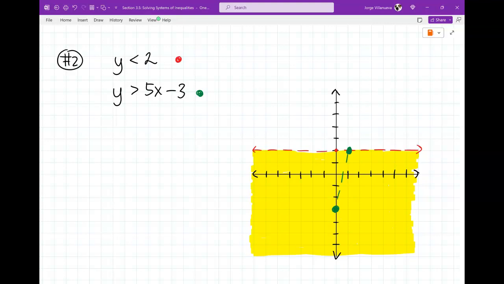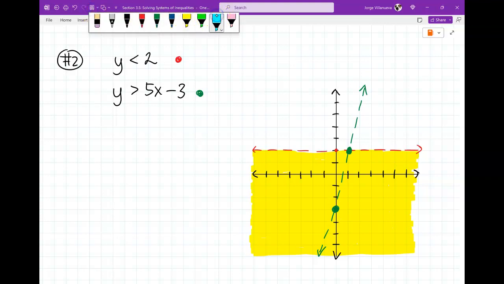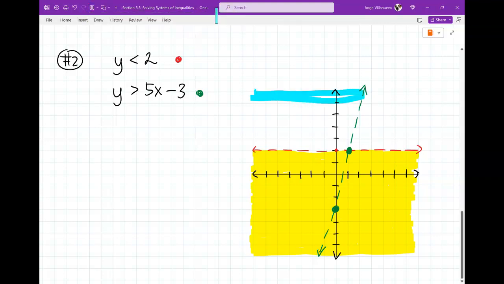So here we go. And which way am I graphing, above or below? Above, okay? So I'm going to get my blue highlighter here. Okay? And I'm just going to kind of start shading above the line.